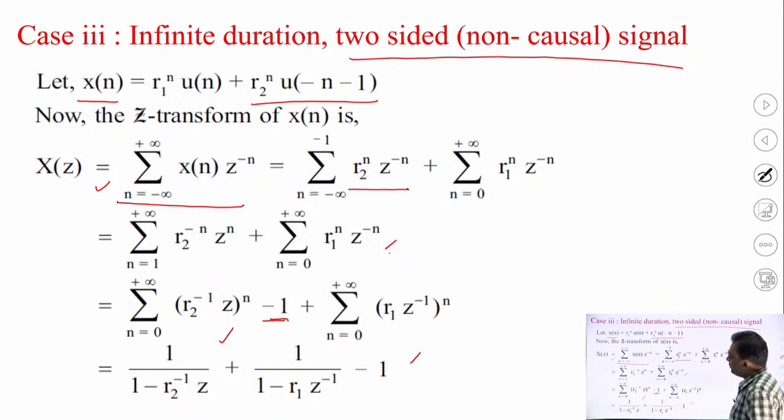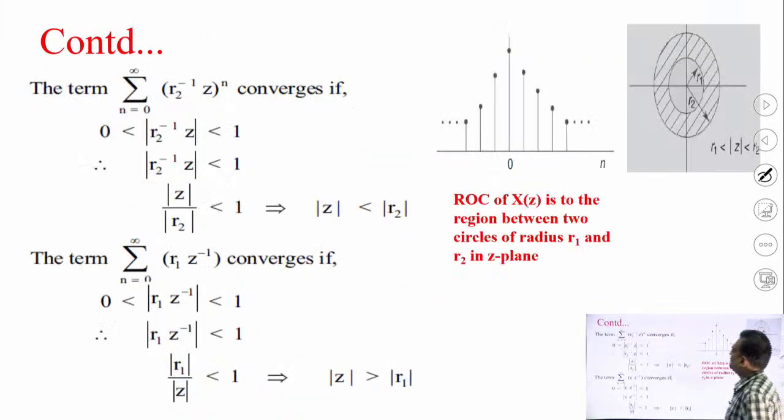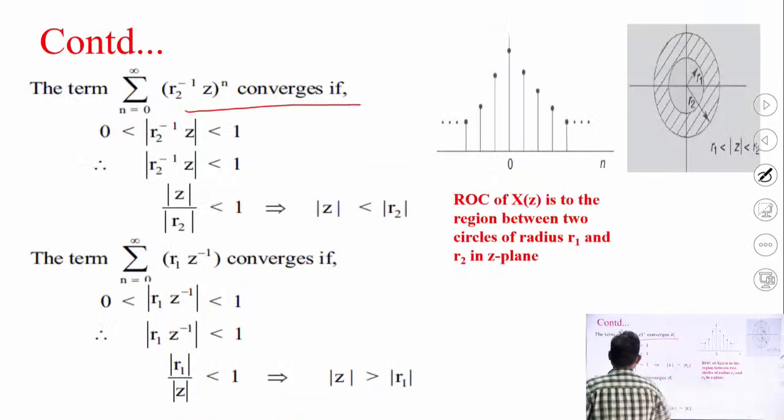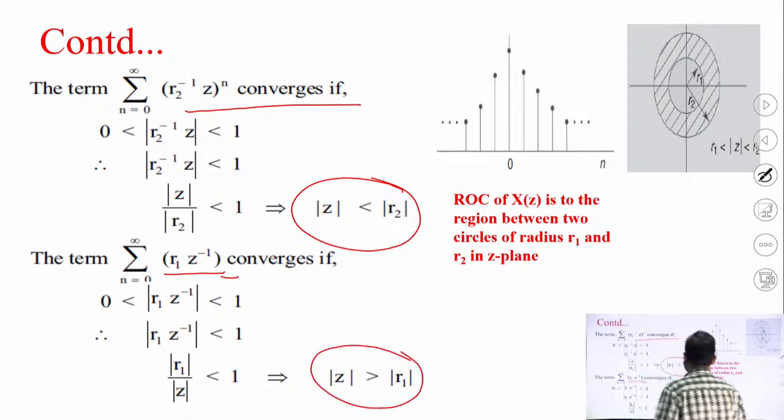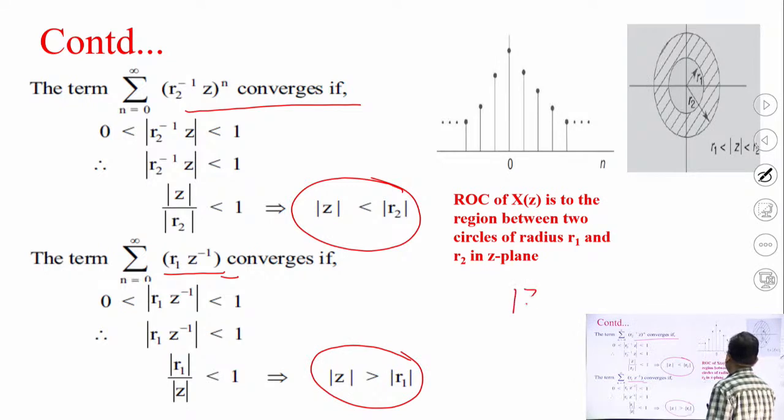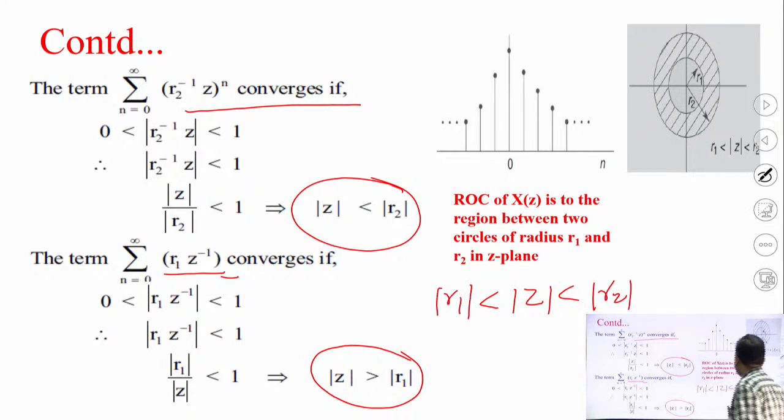So for the anti-causal signal this term should converge. If this term converges, then mod z is less than mod of r2, meaning this is the term which corresponds to the anti-causal signal. And if this term converges, the condition will be mod z is greater than r1. So you can say ultimately what is the ROC? ROC should be lying between mod of r1 and mod of r2.